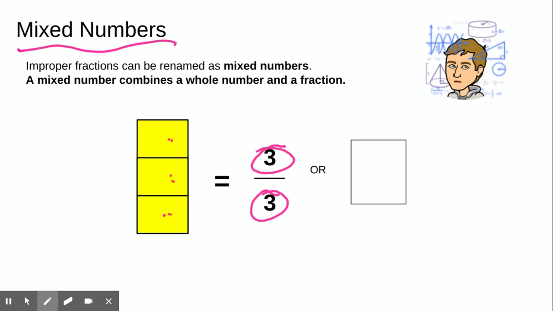Or 3 over 3 also equals 1, just the number 1. So anytime you have the same numerator and denominator, your answer is also 1.